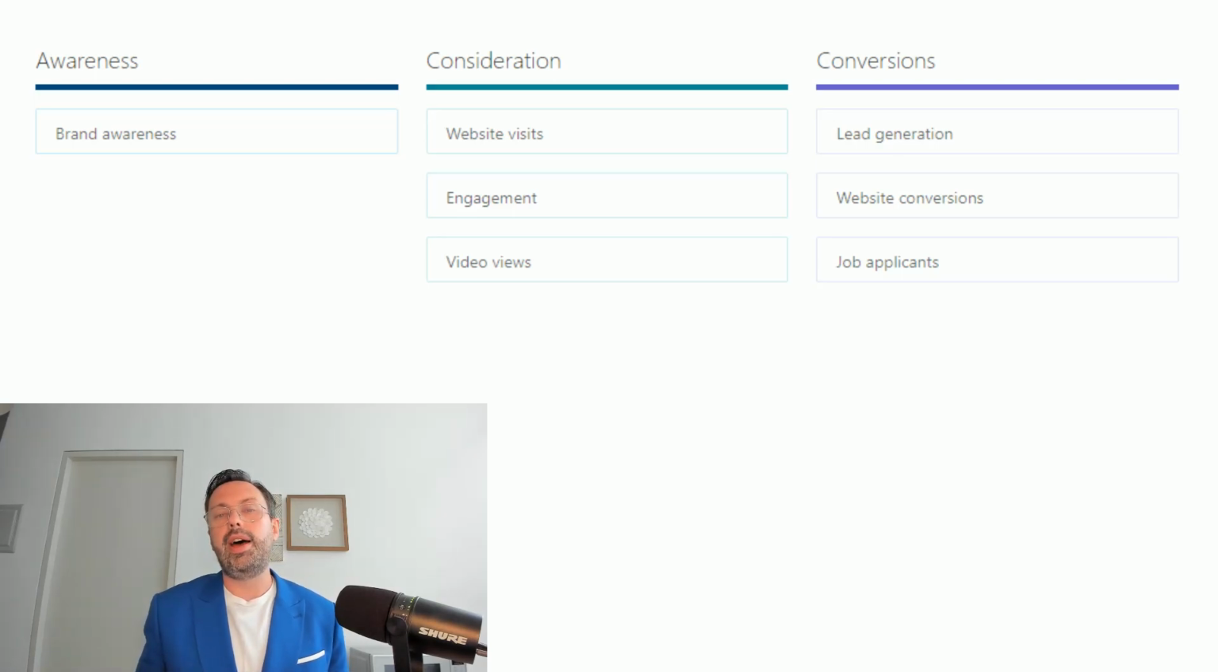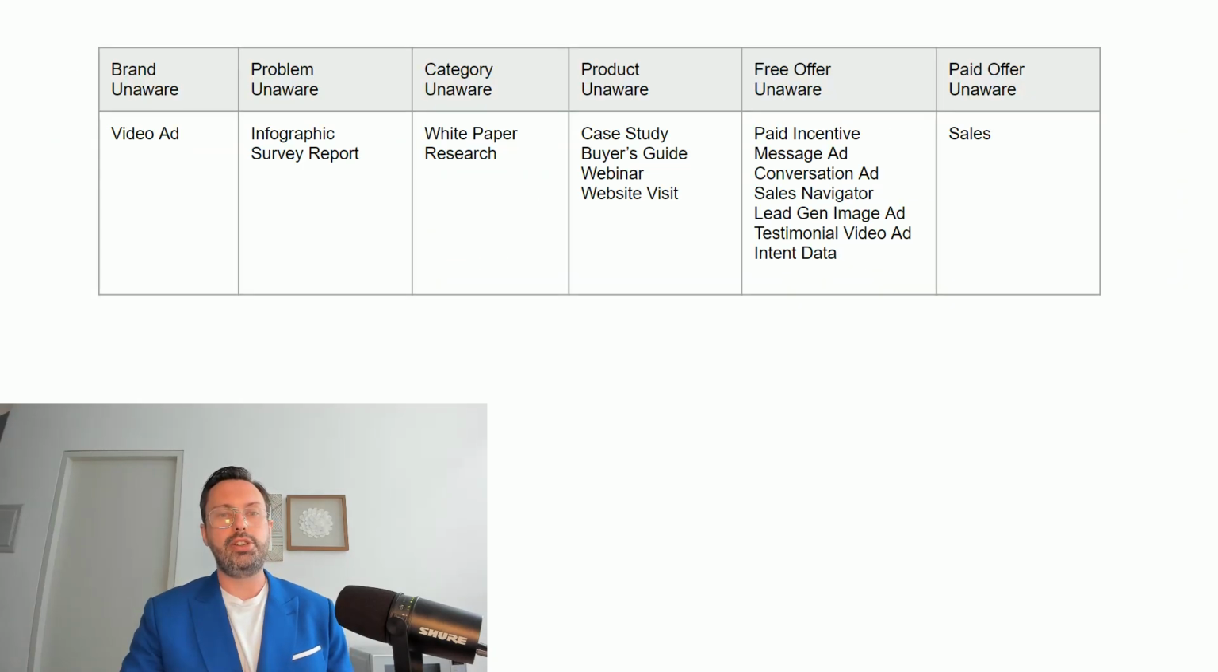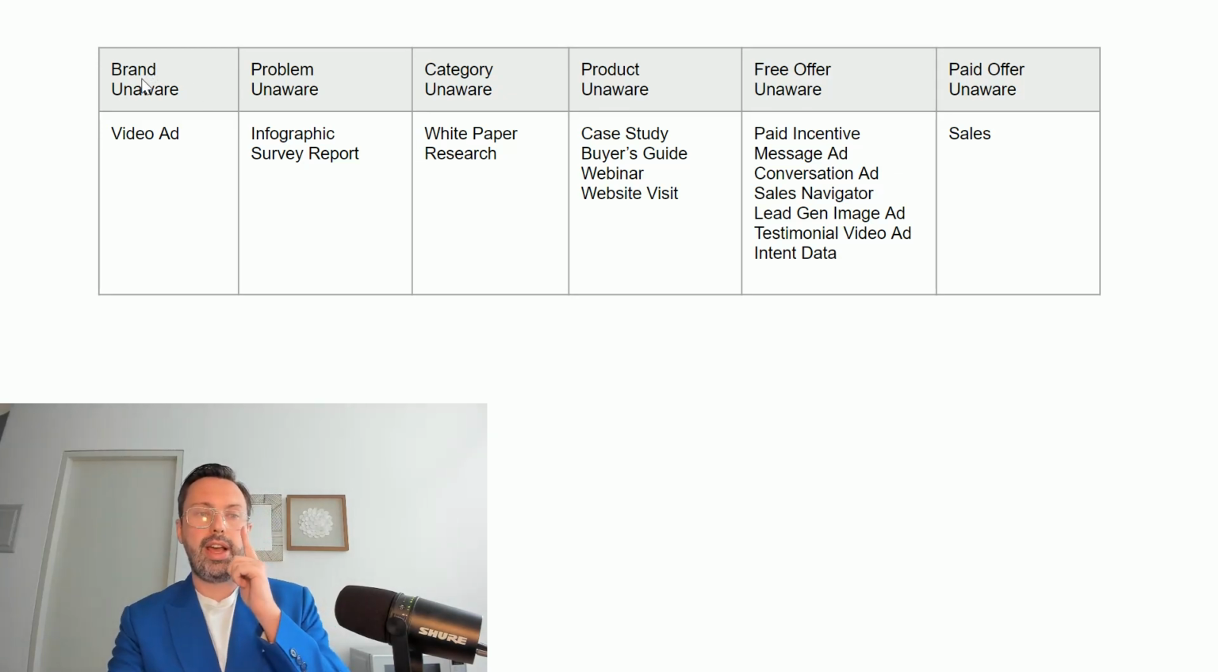So that's why I use a slightly more sophisticated model. And I'm going to show you what that is in a moment. And I'm going to give you examples of what types of content or what types of ads you're going to run at each of those stages. So this is the funnel that I use. And I just want to remind you that when we're launching the campaign, we're actually going to start at the bottom of the funnel. But just to describe it, I'm going to start at the top right now.